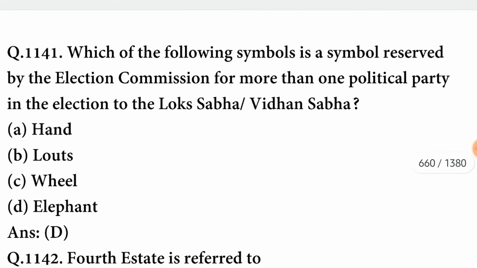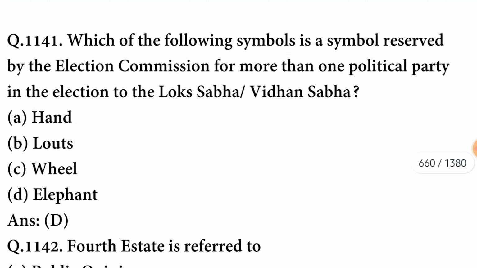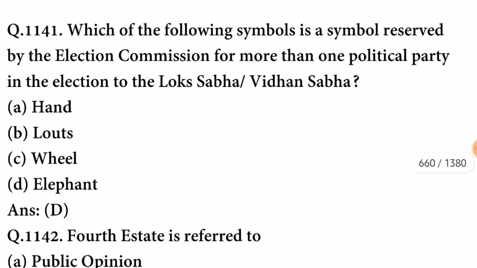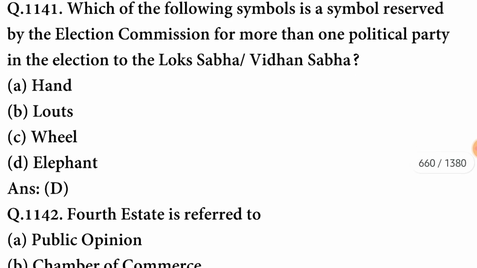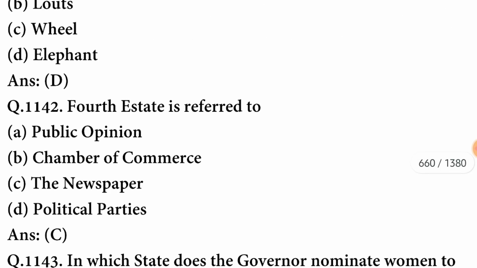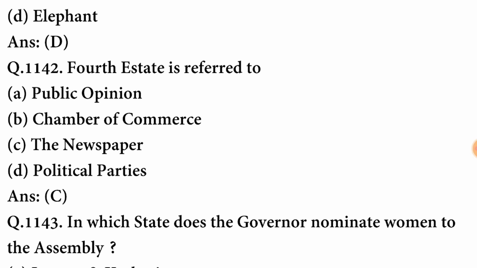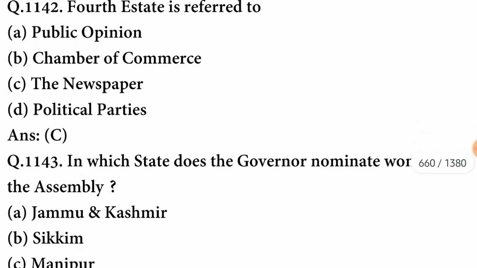Which of the following symbols is a symbol reserved by the Election Commission for more than one political party in elections to the Lok Sabha and Vidhan Sabha? The symbol is elephant. The fourth estate is referred to as the newspaper. C option is correct.